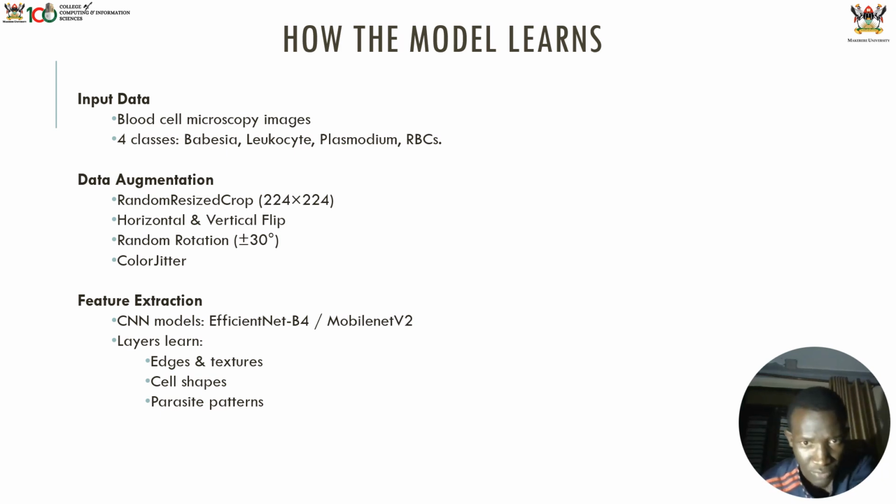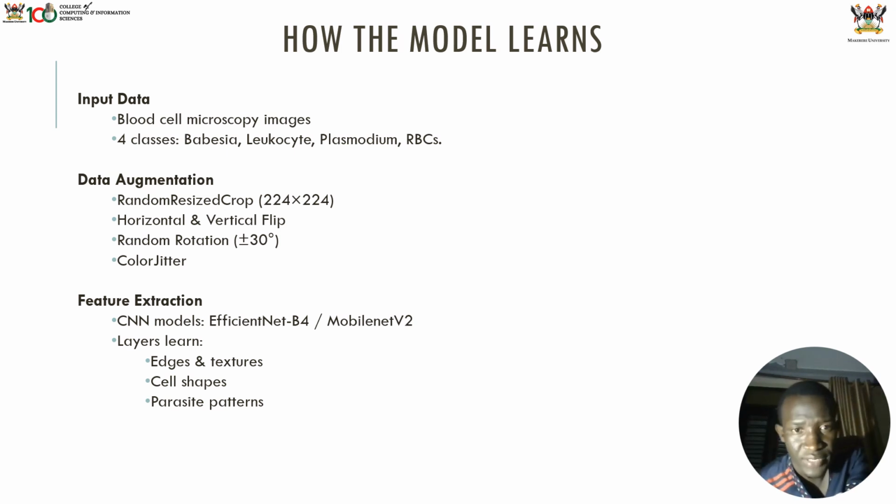So we have some of the extra features such as our models that we are going to train. Remember, in the deep learning models we are using EfficientNet-B4 and then MobileNetV2 as our feature extractors. So these models automatically learn important patterns from these images that we provided.